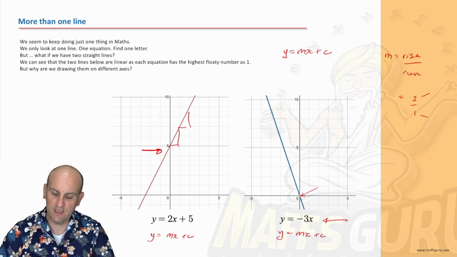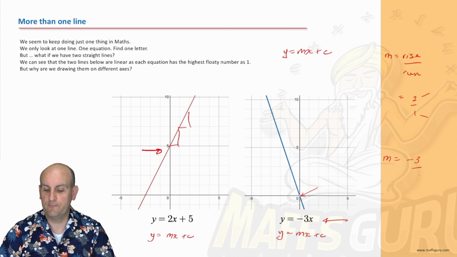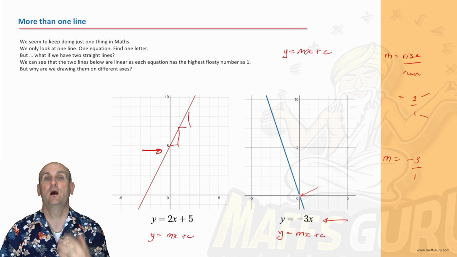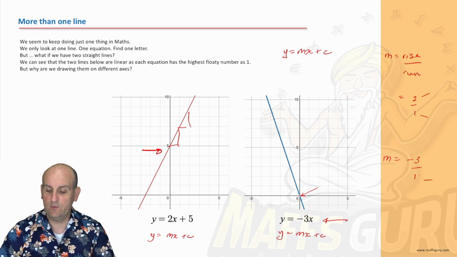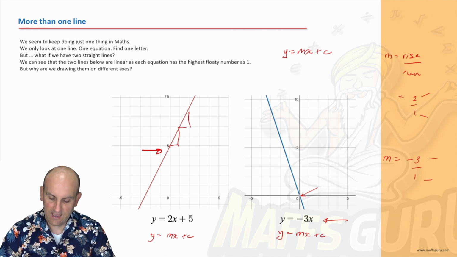In this situation here, we have a gradient of minus 3, which can be turned into minus 3 on 1. And what does that mean? Well, the minus sign tells you to go the other way than you're expecting. So for every 1 across, I'm going to go 3 down. Let's just check. For every 1 across, I'm going to go 3 down. Yep.